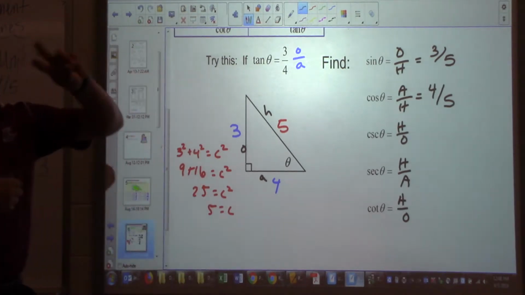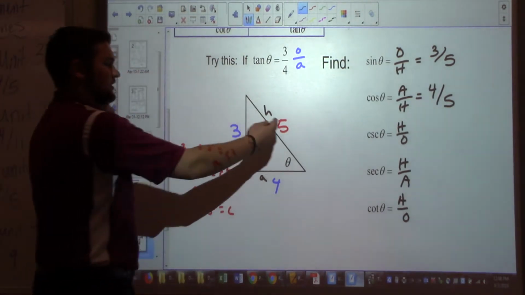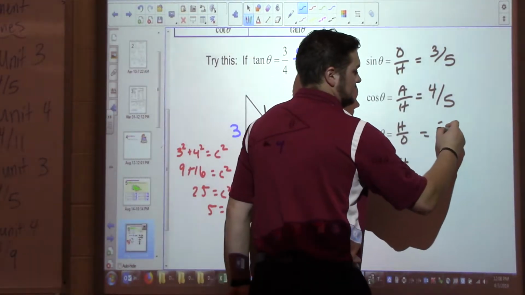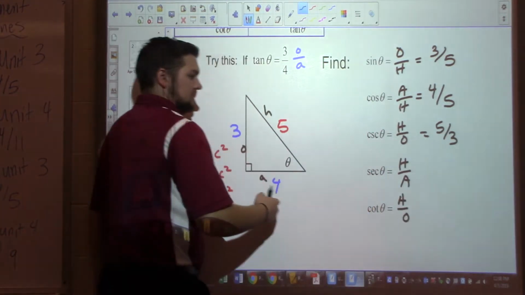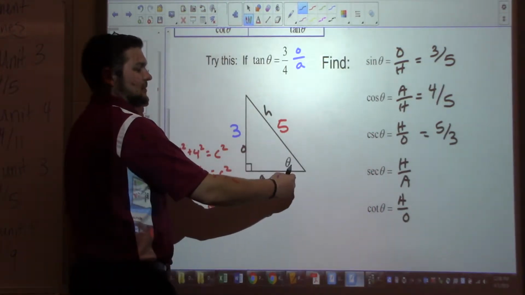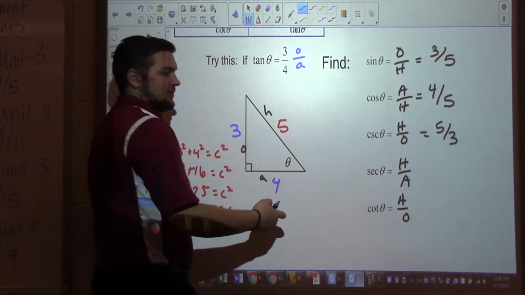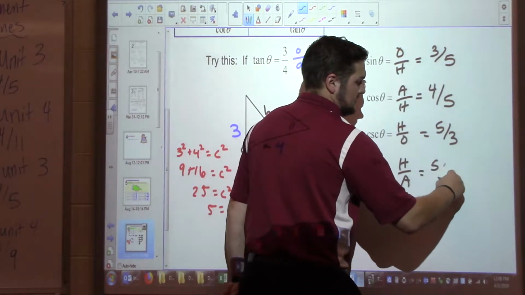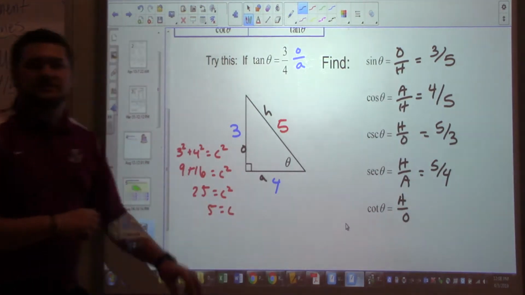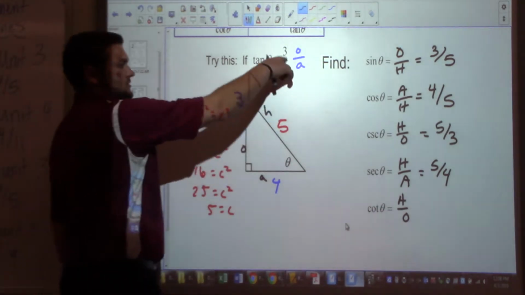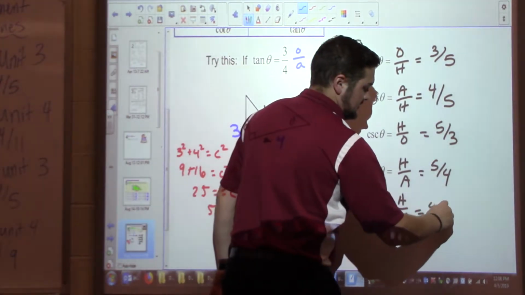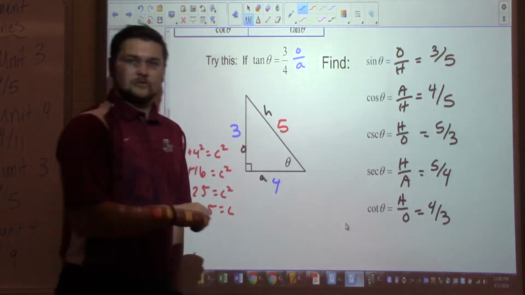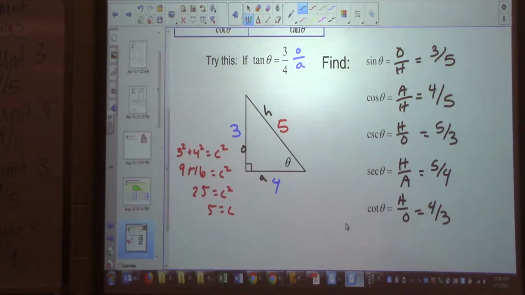Cosecant is the reciprocal of sine, so it's hypotenuse over opposite, or 5/3. Secant is the reciprocal of cosine, so hypotenuse over adjacent. And cotangent is the reciprocal of our tangent. It was 3/4, so I know it's going to be 4/3. Did we get all those right? Wasn't too bad, was it?